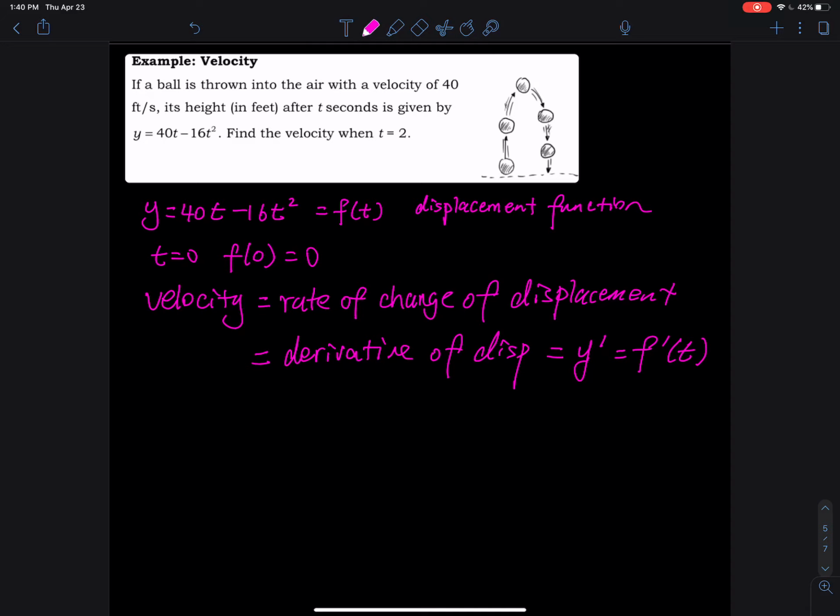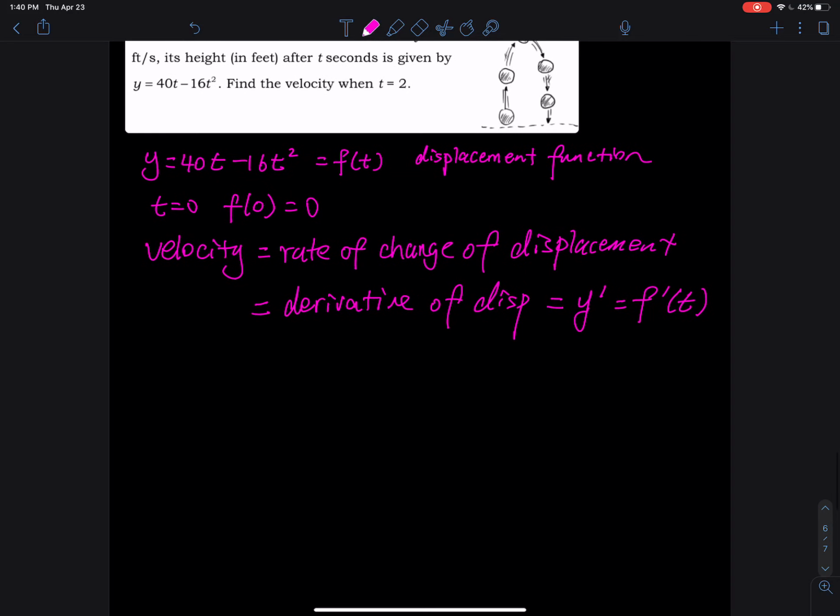So you take a derivative of the displacement function to find the velocity. That is not given. We have to find it. So first, let's find the velocity function. We have a function that describes the displacement. I need another function to describe the velocity of the ball at any time. So let's do f prime of t. We call this the velocity. That is f prime of t, which is the same as y prime.